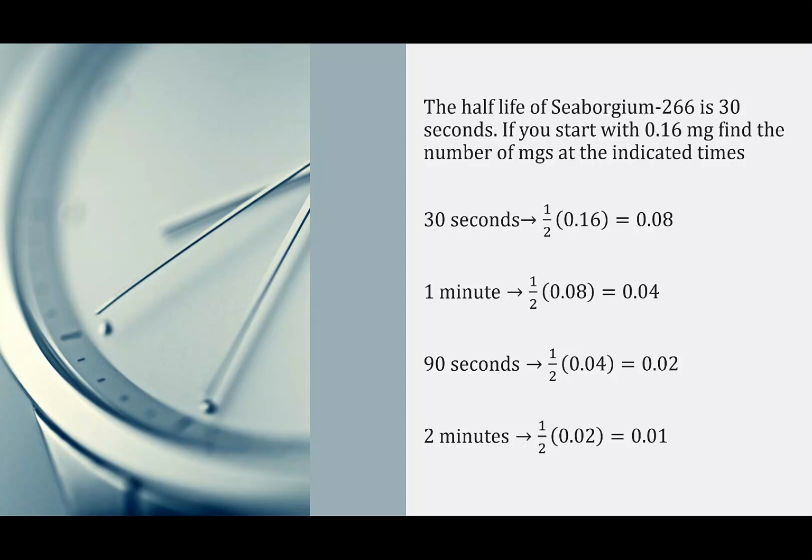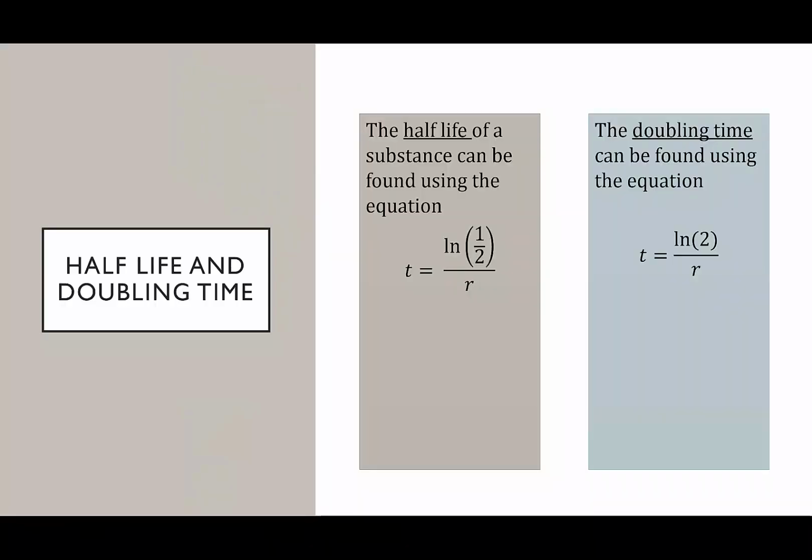This shows us the continued multiplication of 1/2 times the previous amount for every half-life that we encountered. To help us solve half-life and doubling time problems, I want to give you two equations. The first equation says the half-life of a substance can be found using the equation T equals the natural log of a half over R. I want you to see the connection between half-life and the 1/2 in the equation.